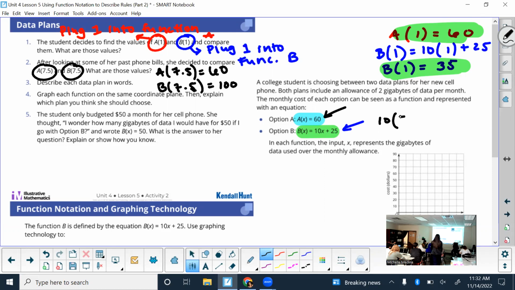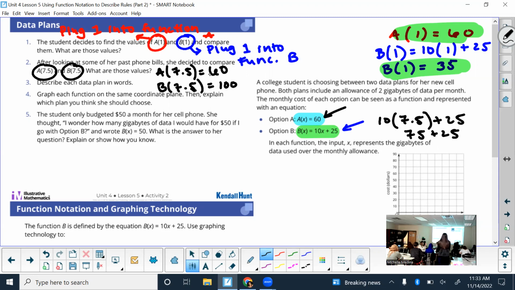Good. When you plug in that 7.5, it looks something like this on the right side. Do your order of operations or put it on your calculator. 10 times 7.5 is 75, and then plus 25 is how we get the 100. So now which one is cheaper? A. And I guess it just depends on how often she plans to go over her allowed amount.